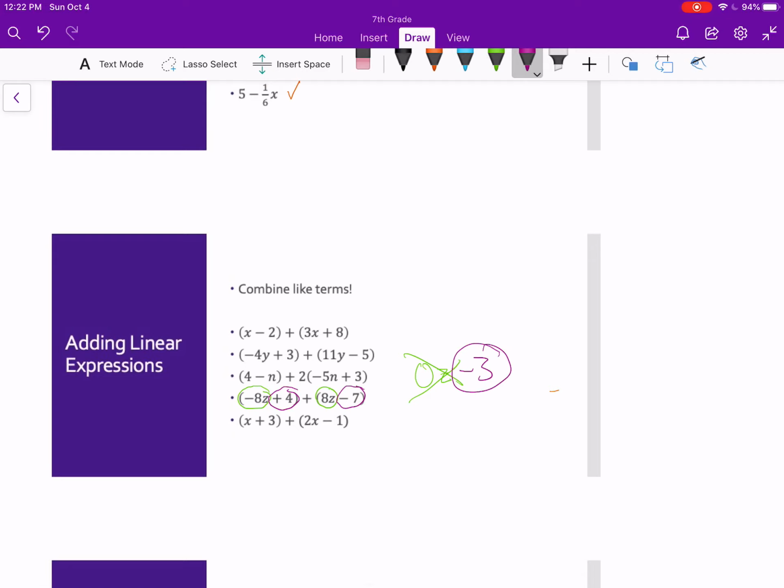Alright, last one. Same thing. I see an x and a 2x. That gives me 3x. I see a 3 and a minus 1, which gives me plus 2.